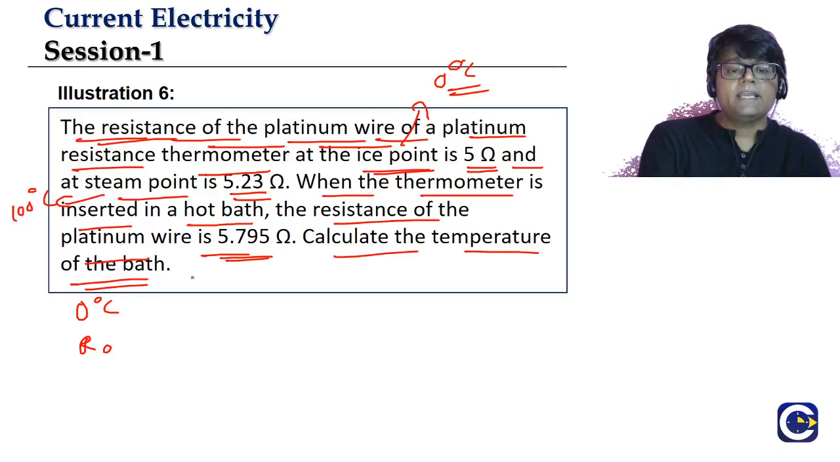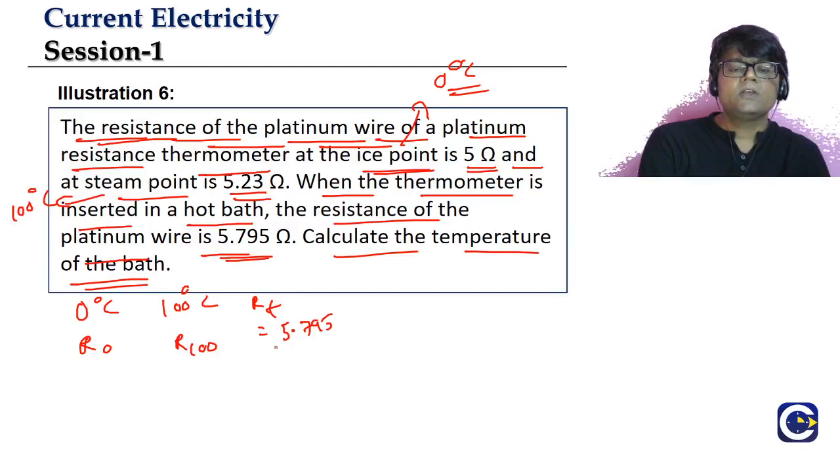At 100 degrees centigrade, which is the steam point, we will call it, let's say for example, R100. Then at the temperature T, which you have to measure, the resistance is given as 5.795. So how are we going to find the temperature T value?